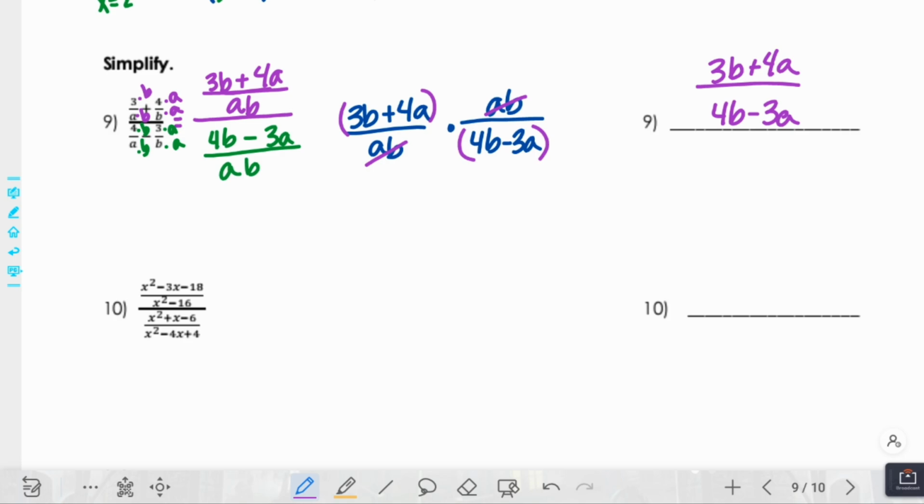And you could totally rearrange those terms if you wanted and have 4a plus 3b, or have a negative 3a plus 4b if you wanted. But I'm going to leave them like that.